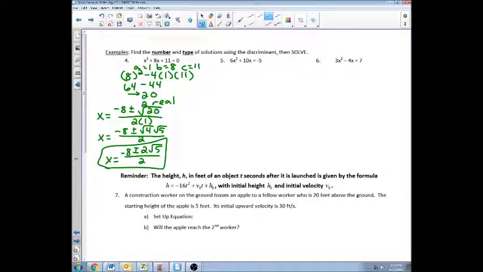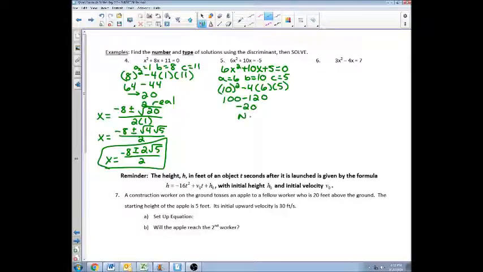On to number 5. Again, I need to set this equal to 0, so I'm going to add the 5. My A would be 6, my B would be 10, and my C would be 5. I need to use my discriminant, so it would be 10 squared minus 4 times 6 times 5. This would get me 100. Negative 4 times 6 times 5 would be negative 120. So this would be negative 20.